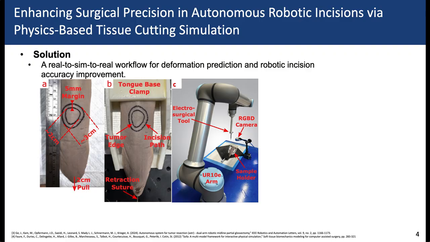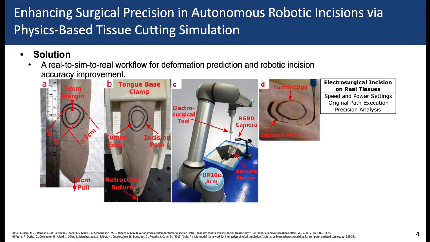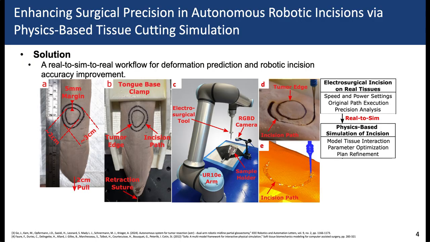Our real to sim to real workflow is as follows. We performed initial robotic experiments on the tongue samples with varying electrocautery voltage and tool speed to analyze the tissue deformation and incision precision. These initial experiments informed the creation of a physics-based tissue cutting simulation in Simulation Open Framework Architecture, or SOFA. The same porcine tongues were imported as volumetric mesh objects into the simulations, and the simulation parameters were optimized to match the previously seen tissue deformation.